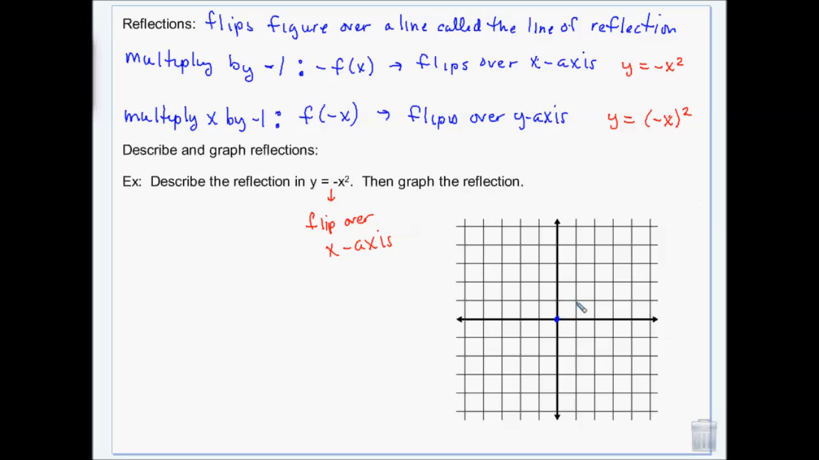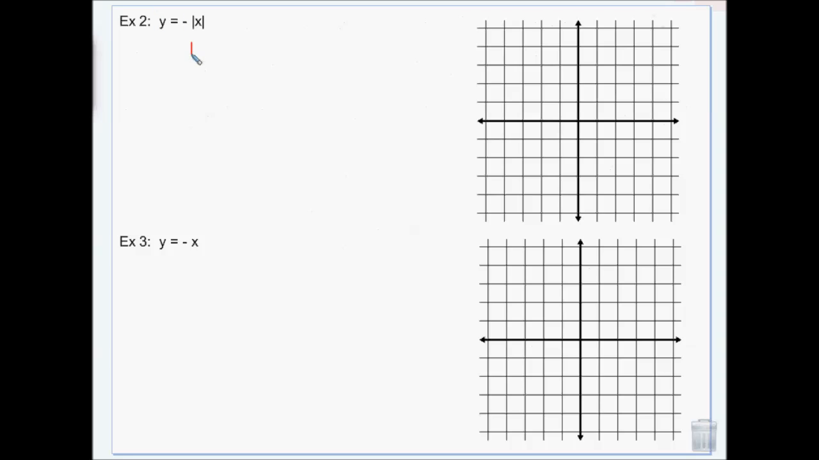So our parent is our parabola that looks like this. This is y equals x squared. That's our parent. Our reflection is y equals negative x squared. So what I've done is I've flipped it over the x-axis. The negative is outside of the absolute value, so this is going to flip over the x-axis. So I'm going to be like this.